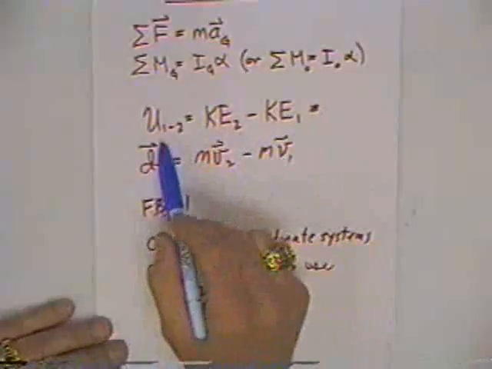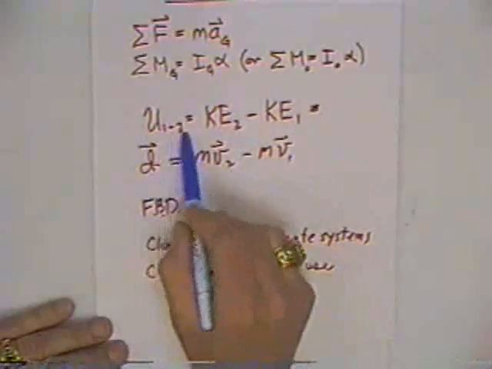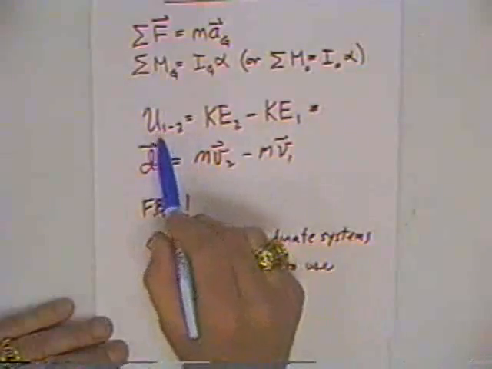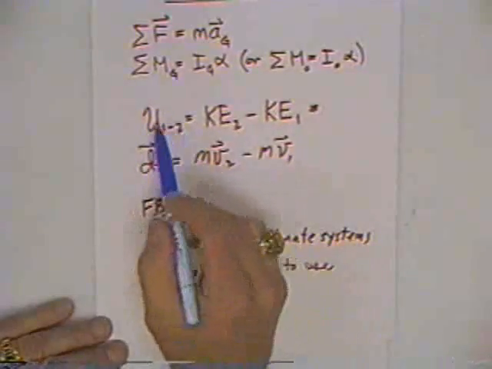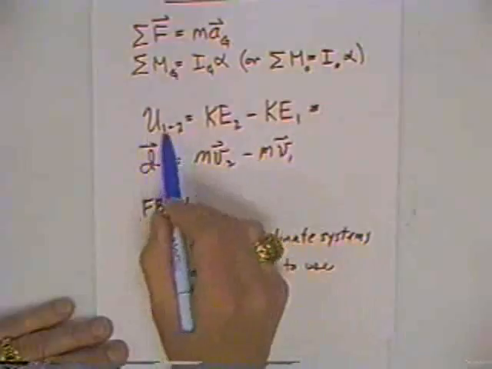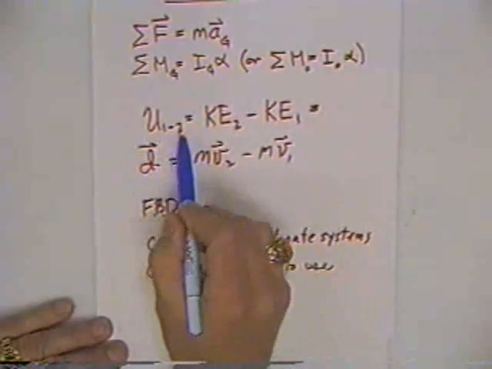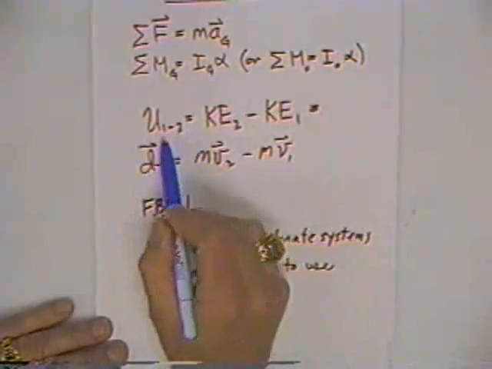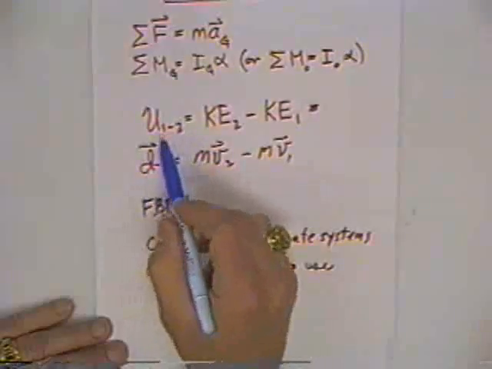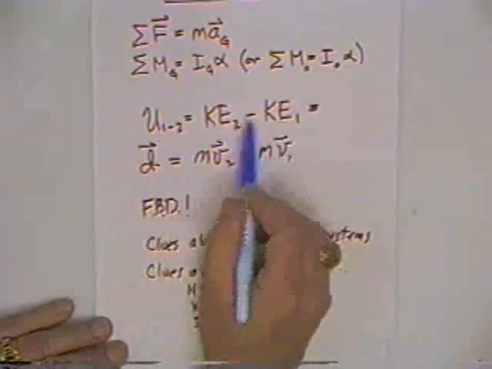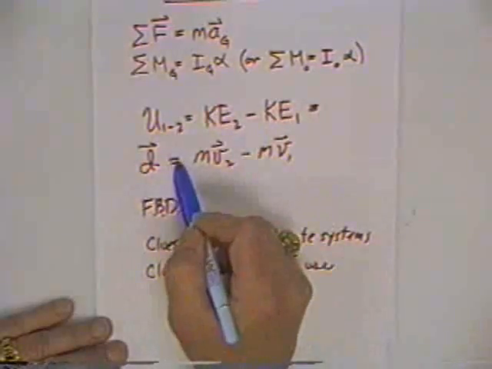The work energy principle says that the work that's done on a system, which could be a particle, could be a rigid body, could be a group of particles or rigid bodies, the work that's done between configuration 1 and 2, or time 1 and time 2, or position 1 and position 2, whatever you want to think of those, is equal to the change in kinetic energy between those two positions.